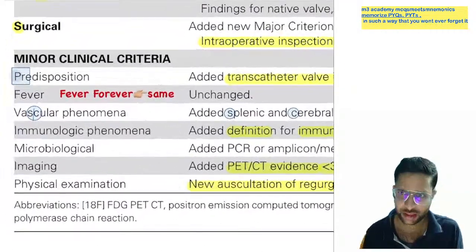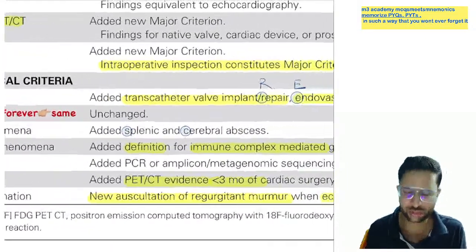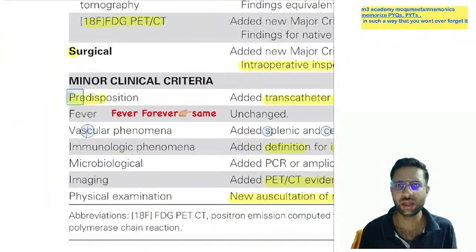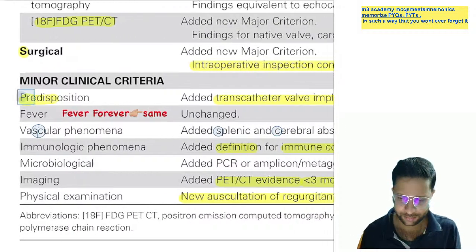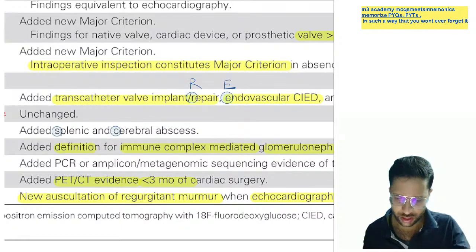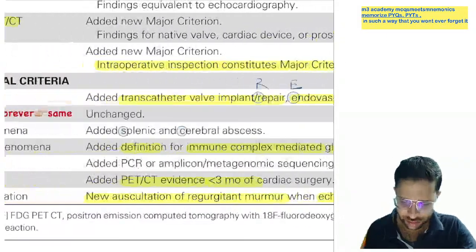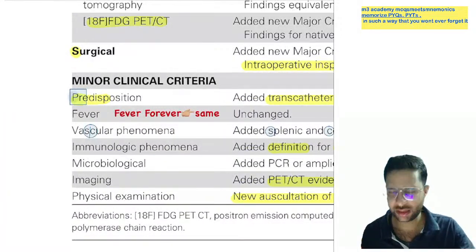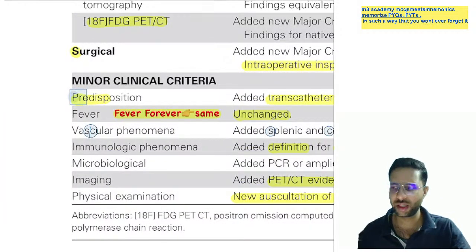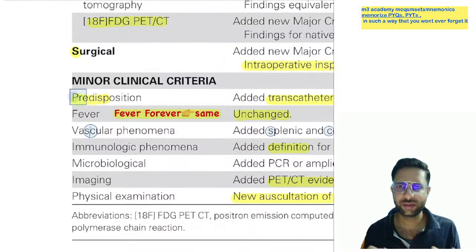Minor criteria include the predisposition. We already saw predisposition factors: previous history of infective endocarditis, previous history of the rupture. Predisposition is now added to transcatheter valve implantation repair. Fever is unchanged: more than 38 degrees Celsius, 100.4 Fahrenheit. So you can remember, fever forever same, meaning fever is the same in the previous and updated versions.